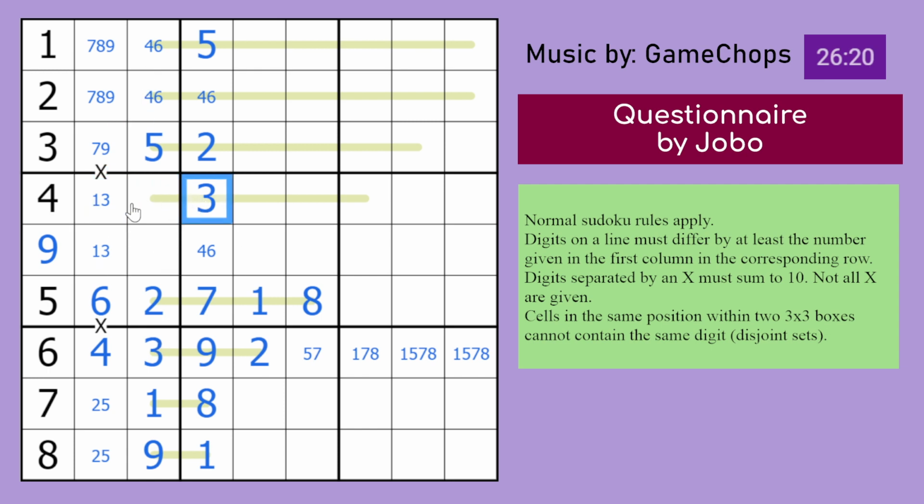Okay, I can tell what those digits are. Oh, this 3 actually resolves that, so that's 1. That's 3, therefore that's 9.